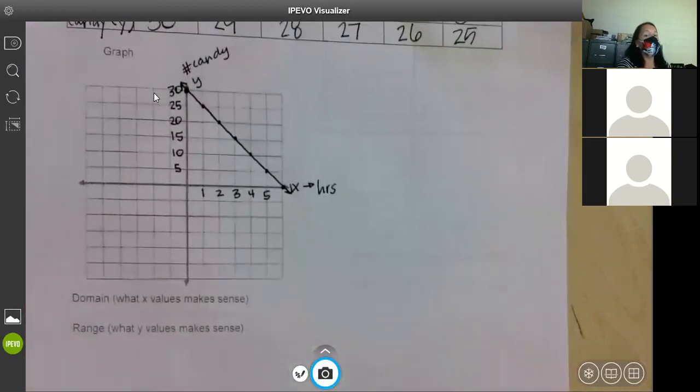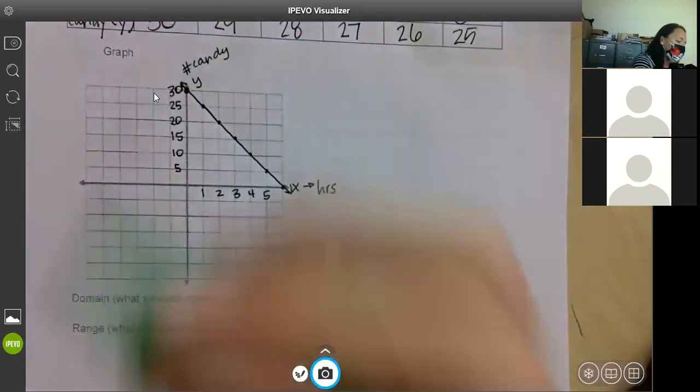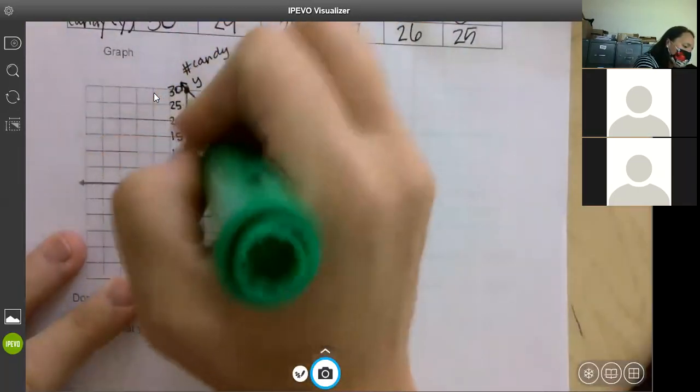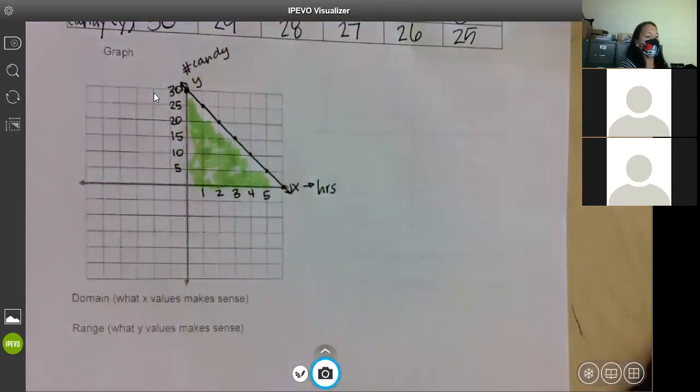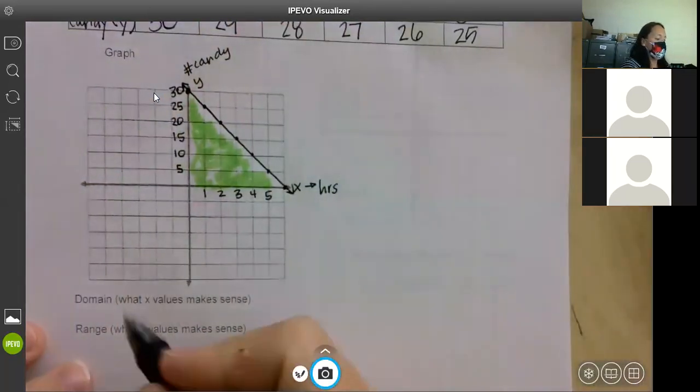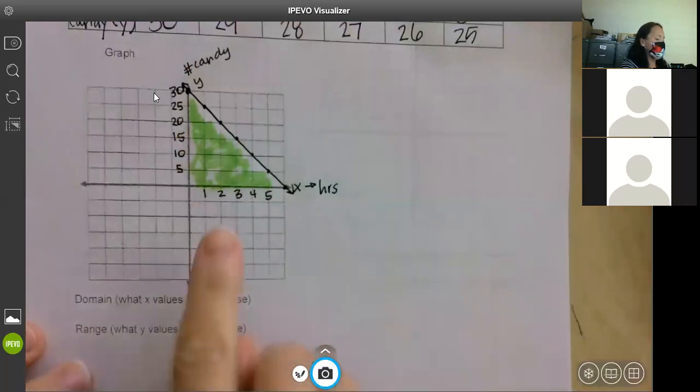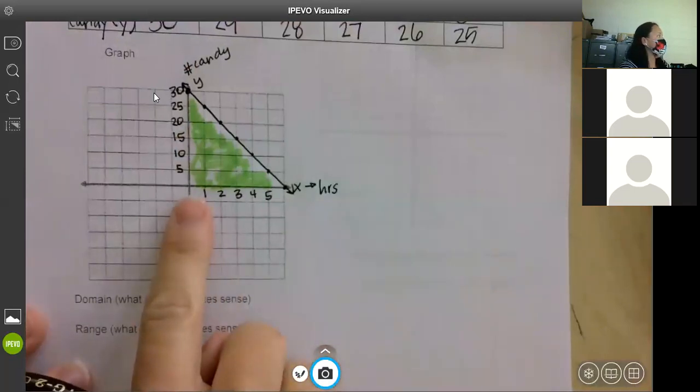All right, so what x values make sense? So look at your x-axis. Remember, if we're talking about candy and hours, we can't have negative. We're not going to have negative candy in our hand. We're not going to have negative hours in the day. So we want all the positive. So what happens is you're only looking at basically what this graph touches. So this little area right here. Okay. So domain are your x's. What's your littlest x value that it touches?